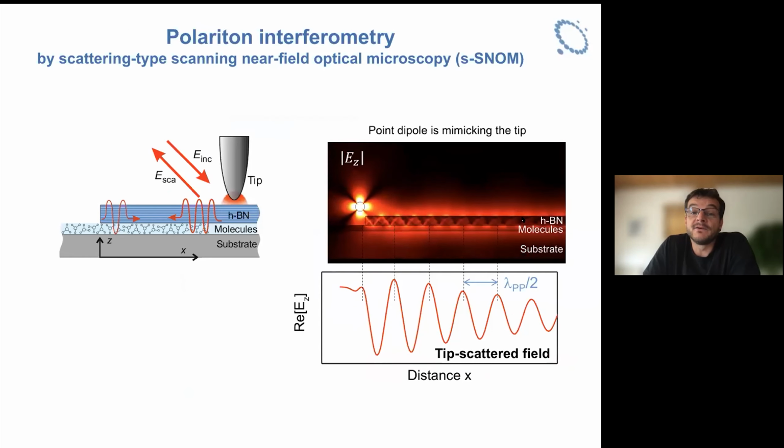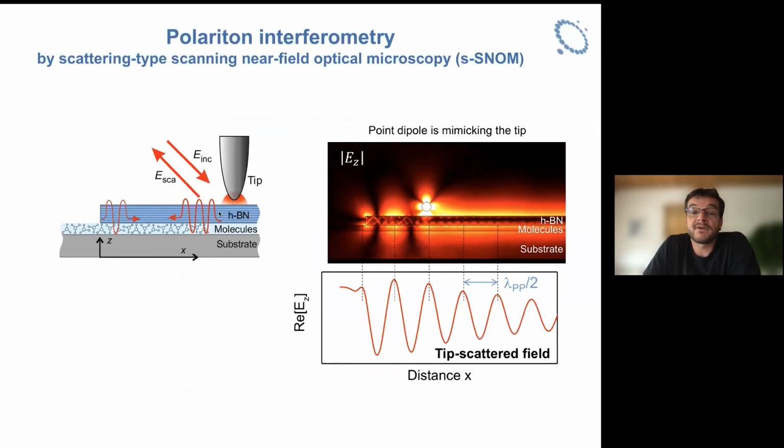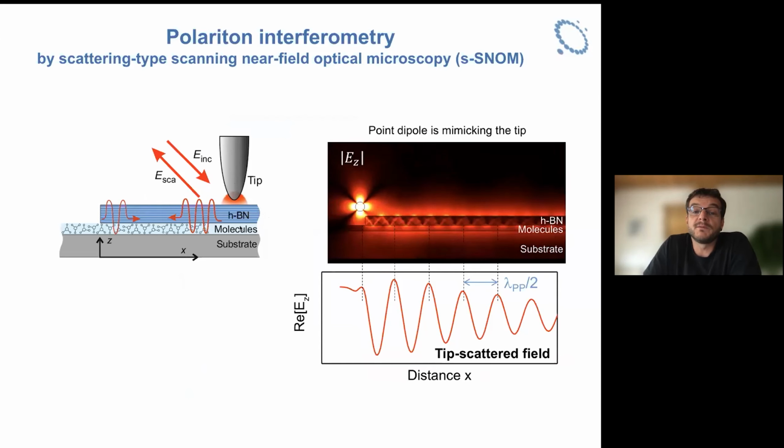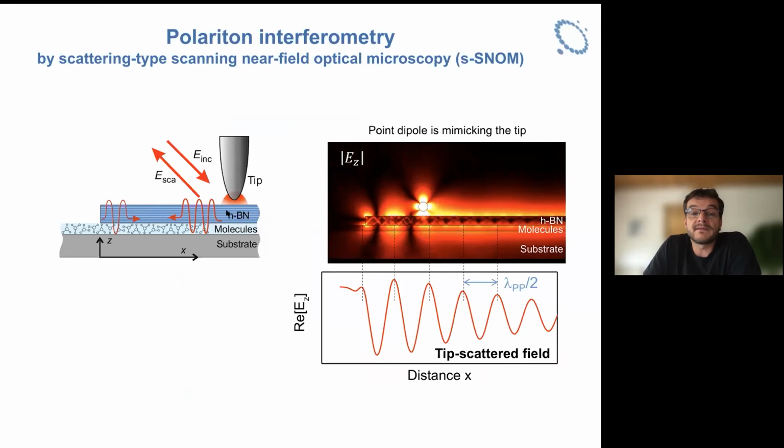And the idea is illustrated here on the left side. We take an unstructured hexagonal boron nitride flake and we put it on top of molecules. We don't structure anything, and we scan the tip on the opposite side. That way we avoid the coupling between the tip and the molecules, but we can efficiently excite the phonon polaritons in the hBN layer. The phonon polaritons propagate as before to the edge of the hBN, are back reflected, and we trace that.